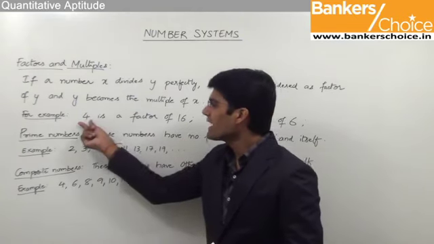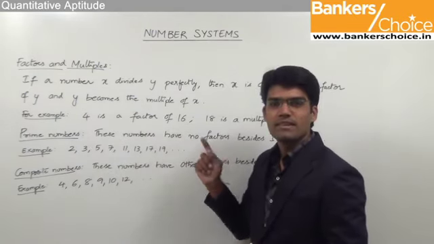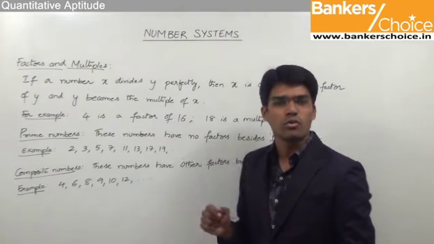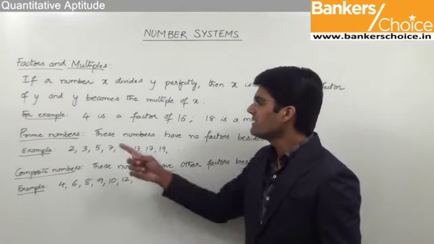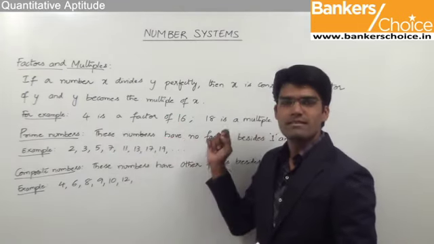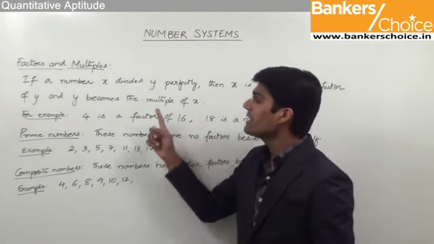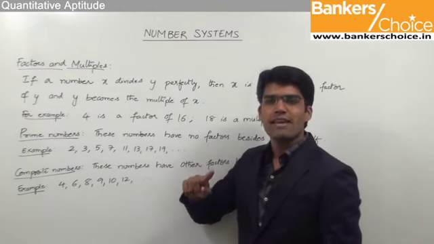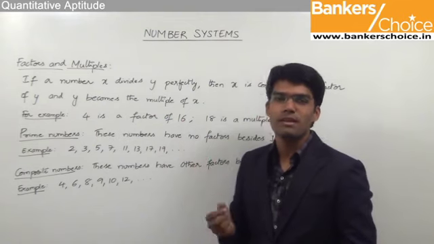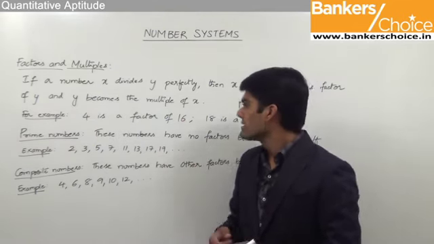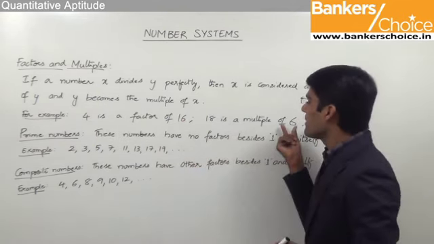Why? Because 4 can divide 16 exactly. 16 by 4 is equal to 4. The remainder is 0. So that is the reason 4 is considered to be a factor of 16. And hence 16 becomes a multiple of 4. Why? Because if x is a factor of y, y has to be the multiple of x. Similarly, 18 is a multiple of 6.